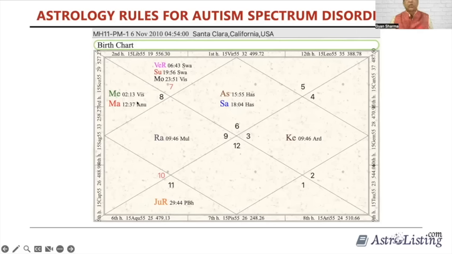Now come to the second point, which is about the second house of communication and speech. In the second house, we can see that the 12th lord, debilitated Sun, is sitting here.